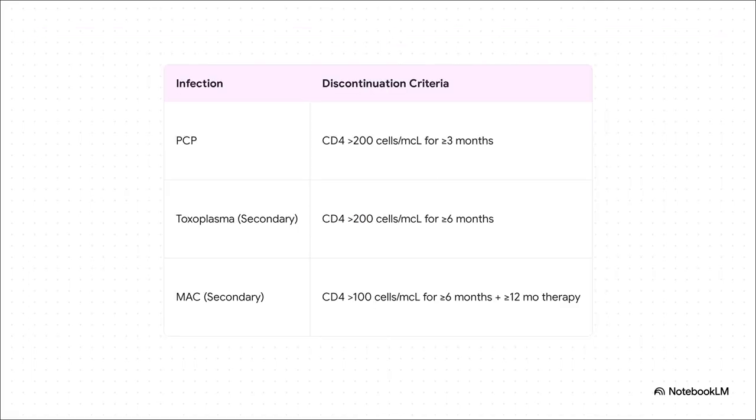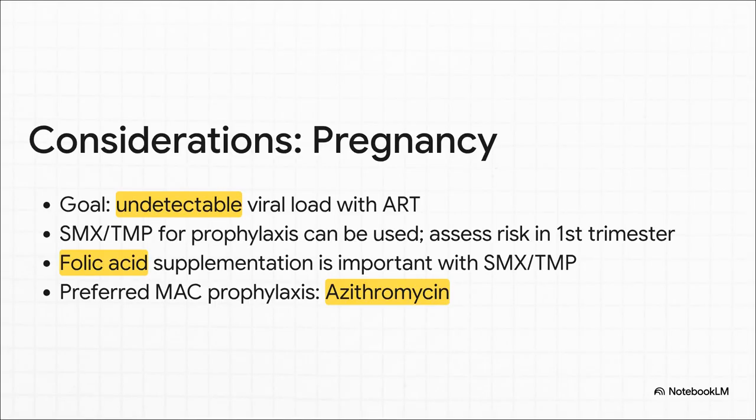Now for one of the best parts of the job, deprescribing. This slide shows you exactly when it's safe to stop these extra medications. Once ART gets that immune system back on its feet, we can take them off. For PCP and Toxo, the magic number is a CD4 count over 200, sustained for at least 3 to 6 months. And what about pregnancy?